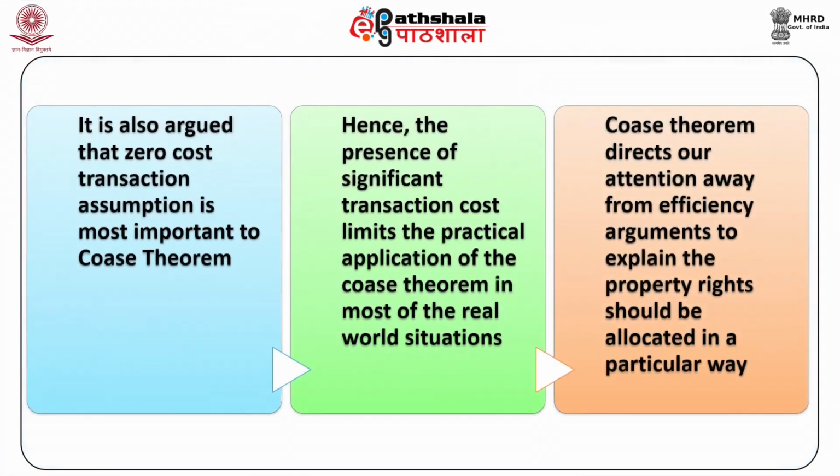In this case, the initial assignment of property rights regarding the externalities does not matter for efficiency. If any of these conditions does not hold, the initial assignment of rights does matter. It is also argued that the zero cost transaction assumption is most important to Coase's theorem. Hence, the presence of significant transaction costs limits the practical application of the Coase's theorem in most of the real world situations. Coase's theorem directs our attention away from efficiency arguments to explain the way property rights should be allocated.